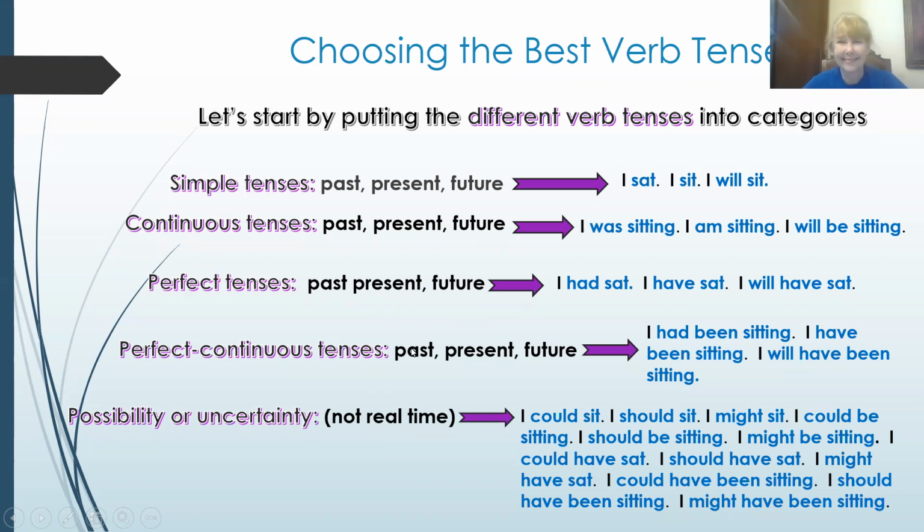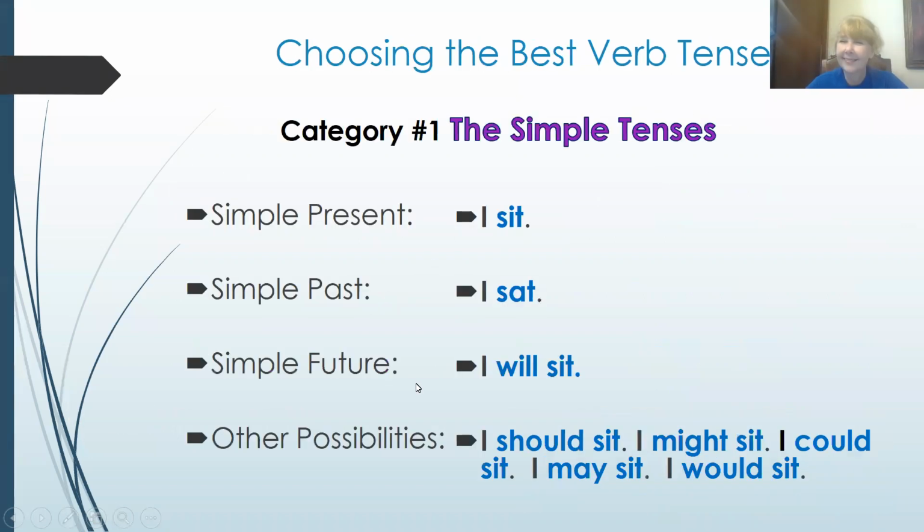No, good. All right. So let's start with looking at our simple tenses. So for our simple tenses, we've got I sit for the present, I sat for the past, I will sit for the future, and then possibility and uncertainty, I should sit, I might sit, I could sit, I may sit, and I would sit.